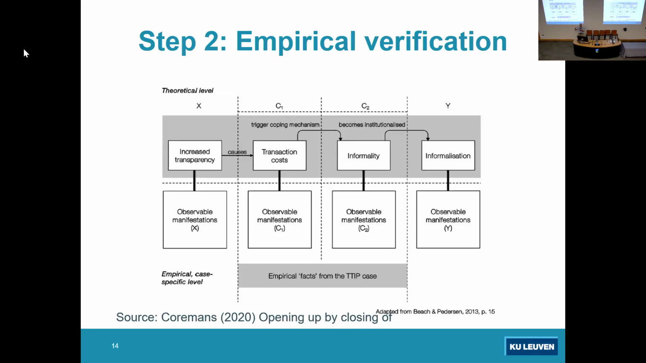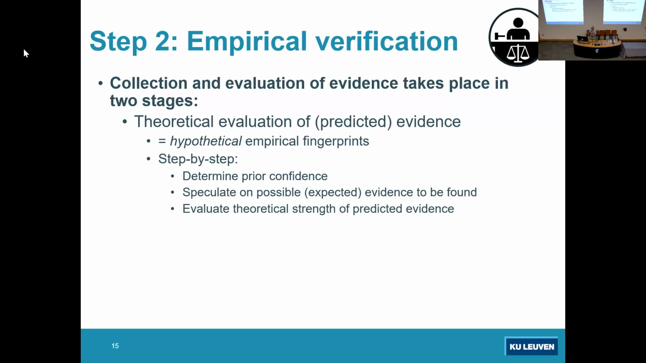Transaction costs could also manifest in more staff members dealing with transparency, for example. So you need to think about what the possible empirical manifestations are, what possible empirical evidence I could encounter to support this particular claim. You do it step by step.